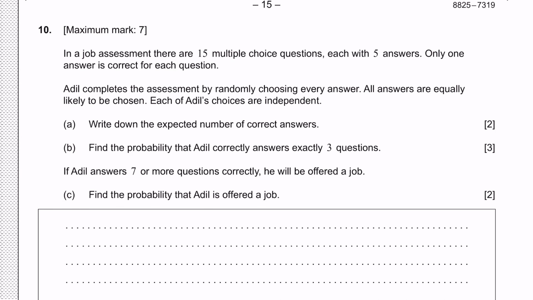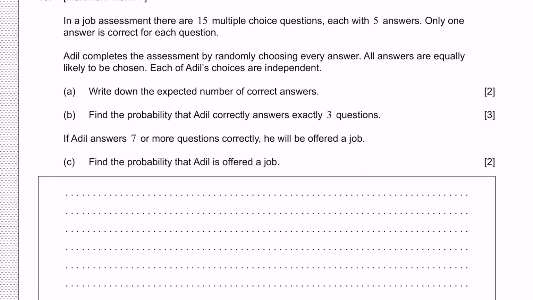Question 10. In a job assessment, there are 15 multiple choice questions, each with 5 answers. Only one answer is correct for each question. Adil completes the assessment by randomly choosing every answer. All answers are equally likely to be chosen. Each of Adil's choices are independent. Part A asks us to write down the expected number of correct answers.